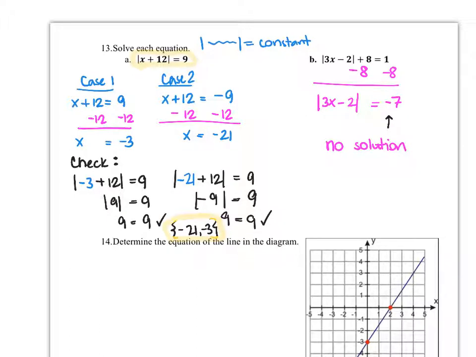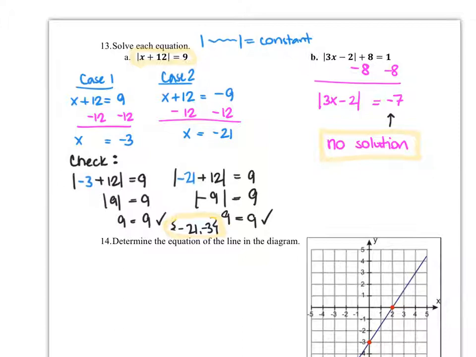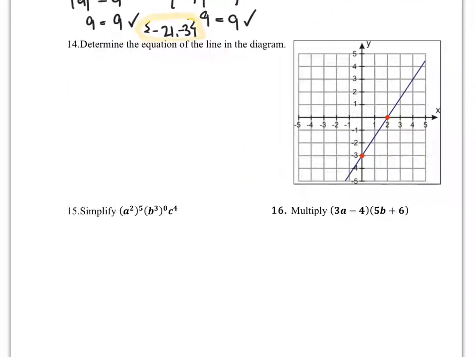We're going to move on to number 14 next. So we want to determine the equation of the line in the diagram. This is another one that you probably feel pretty comfortable with. We know that we can write the equation of a line in slope-intercept form, and our y-intercept is, we can already see, it's the number where our line intersects with the y-axis, and so our b is equal to -3.